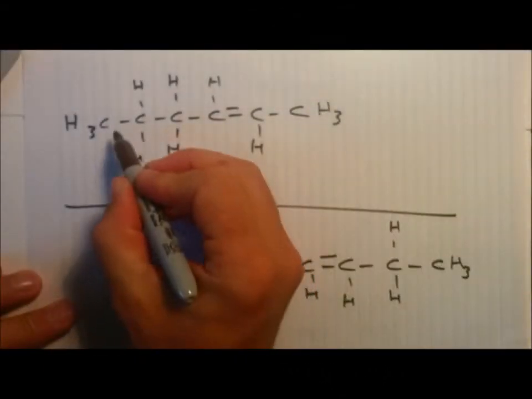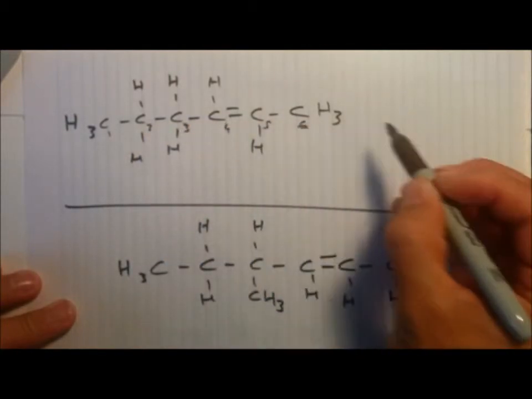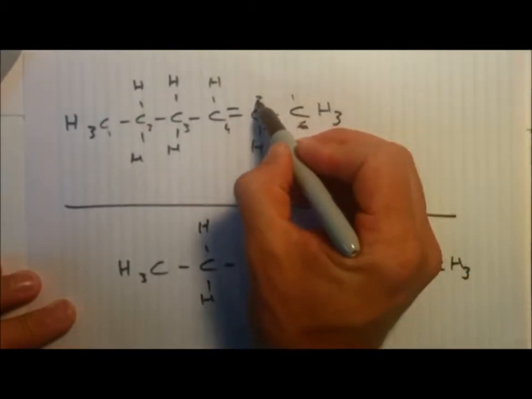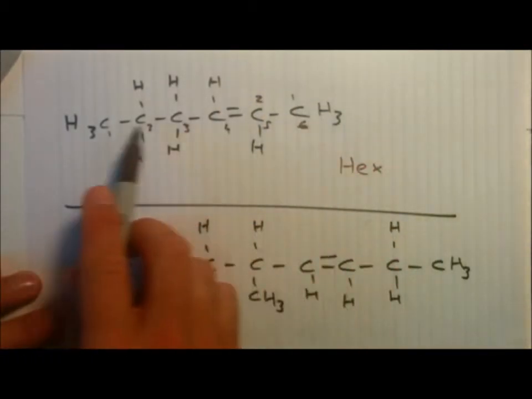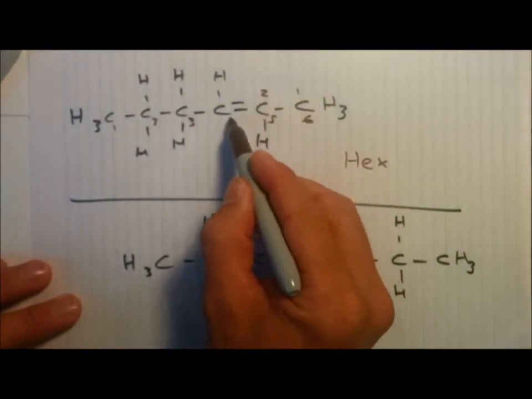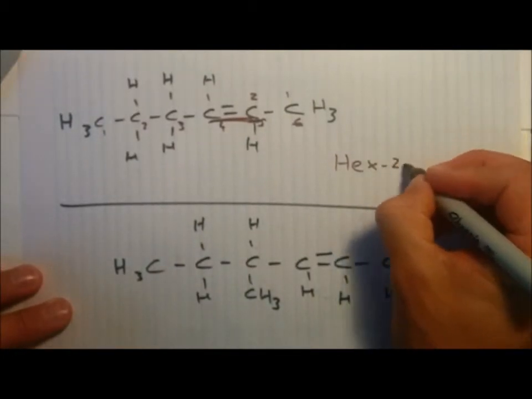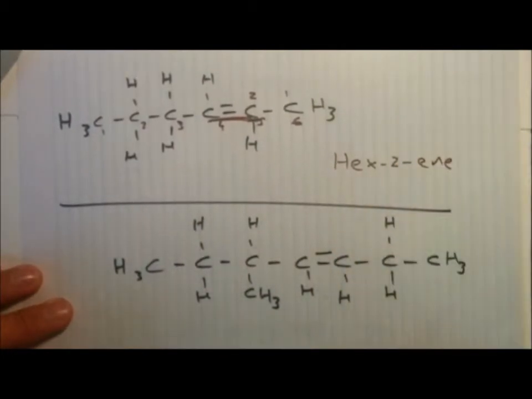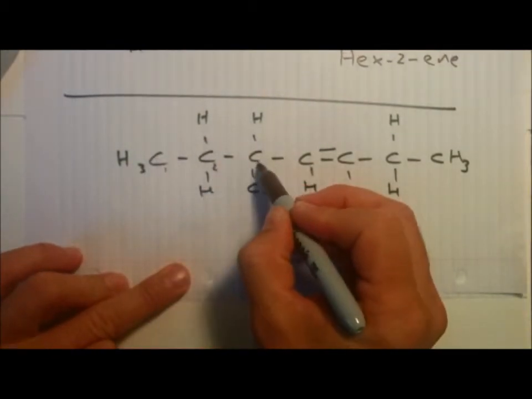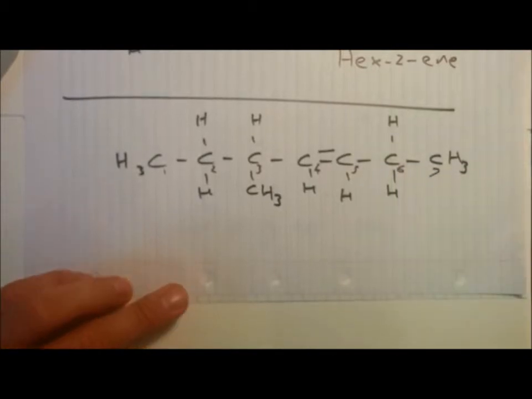Okay, so we could number 1, 2, 3, 4, 5, 6. So we know that it's going to be hex, but we want to keep the numbers to the lowest possible. So we start numbering from this end. The double bond starts on the second carbon, so it's hex-2-ene.